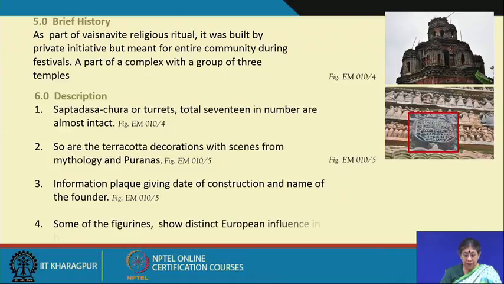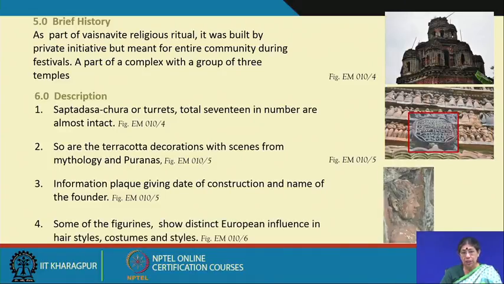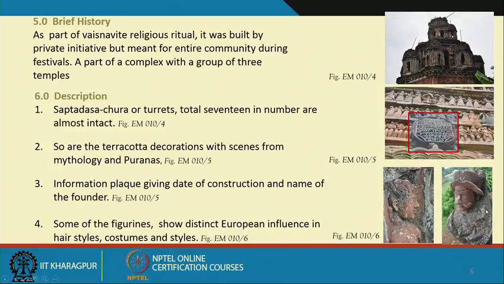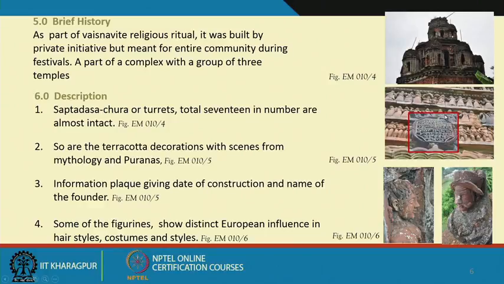Some of the figurines show distinct European influence in hairstyle, costumes and styles. As you can see, on the rooftop there are various figurines. You can show that the European influence has already come up there, a lot of it in the hairstyle, the dresses, the hats, generally on the rooftop. One can access the rooftop, and these are a very unique feature, where these types of cross-cultural things were happening. To find in a small village this type of structure with this type of craftsmanship and influence makes it very unique, on a very high standard.